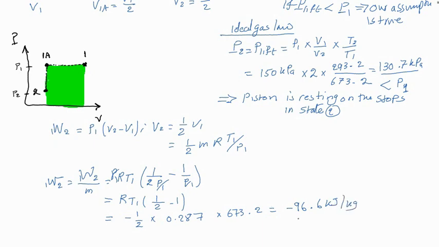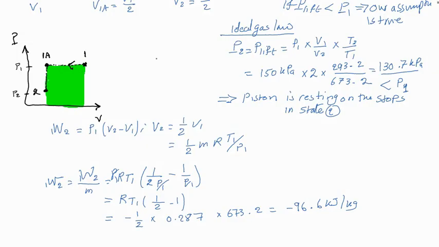So the negative sign in the specific work indicates that we added work such that the process has gone from a higher volume to a smaller volume. So this is work added, and it's happening during the cooling process. So we are also losing heat to the outside environment.